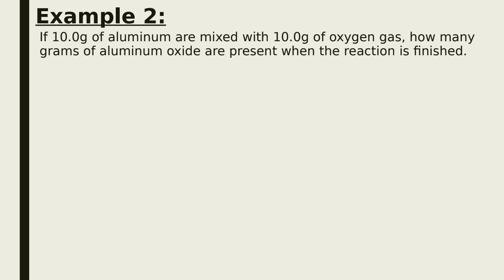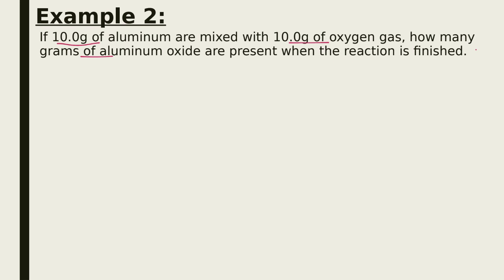Okay, let's run through an example of a limiting reactant problem. You can try this on your own first and come back and check the answer. If you think you need some extra help, just follow along. So 10 grams of aluminum are mixed with 10 grams of oxygen, and it says how many grams of aluminum oxide are present. This is a limiting reactant problem. They are giving us the masses of both reactants and asking us to solve for the product. We have to do a limiting reactant.